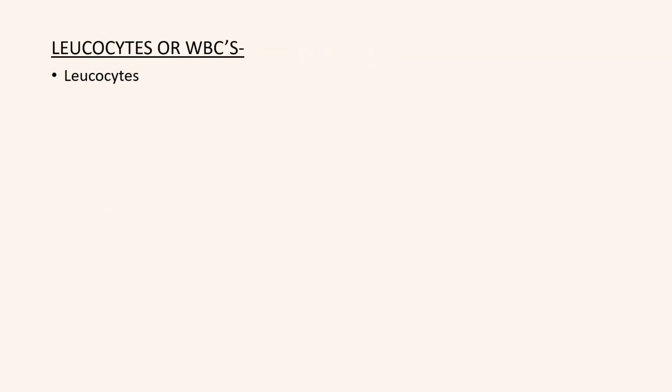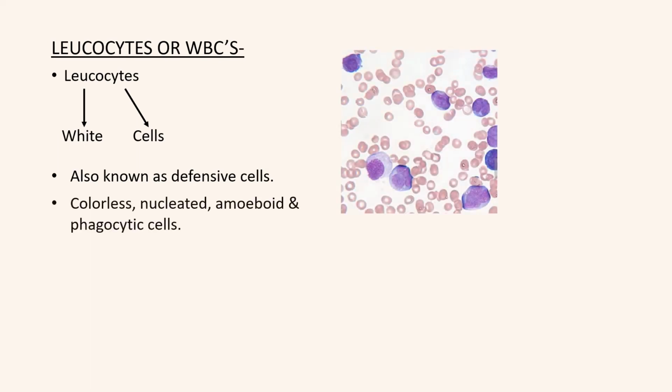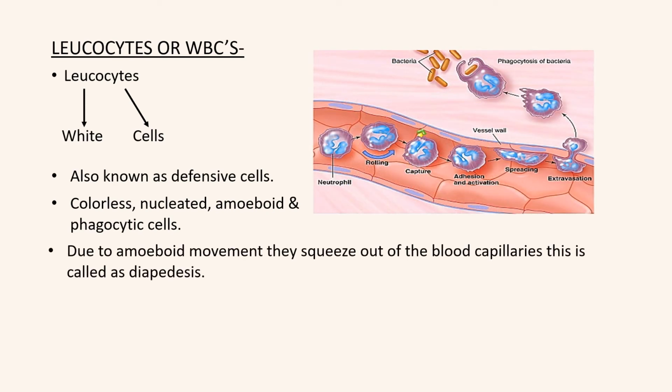Leukocytes, or WBCs. The word leuko means white, while cytes means cells. Thus WBCs are also known as white blood cells. These are also known as defensive cells. WBCs are colorless, nucleated, amoeboid, and phagocytic cells. Due to their ability to perform amoeboid movement, they can squeeze out of the blood capillaries. This is called diapedesis.